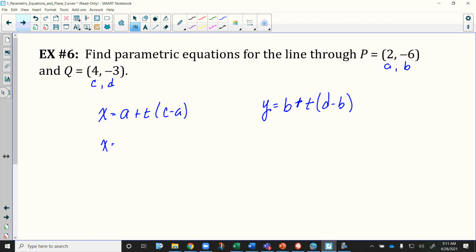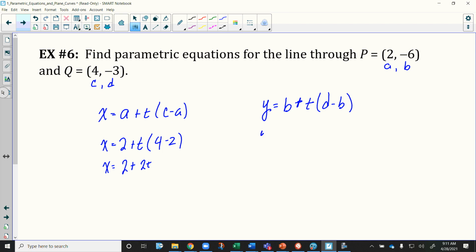So here, x is going to be equal to, what do we have? 2 plus T times C minus A, so that would be 4 minus 2. So I'll simplify that and say x is equal to 2 plus 2T.